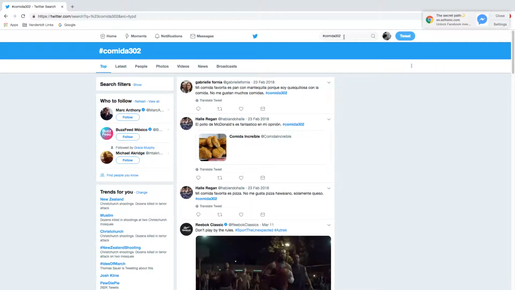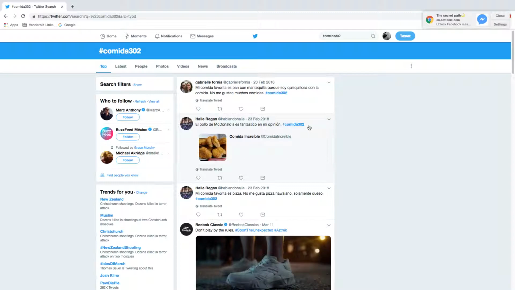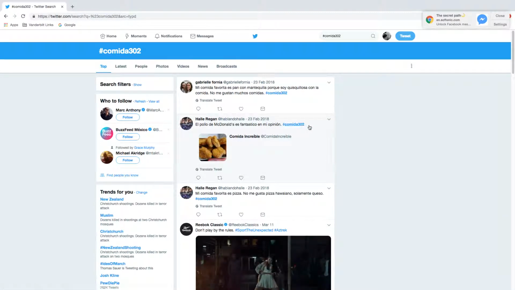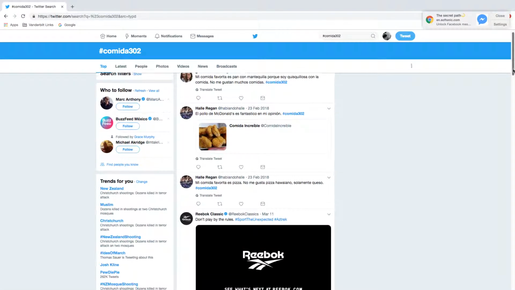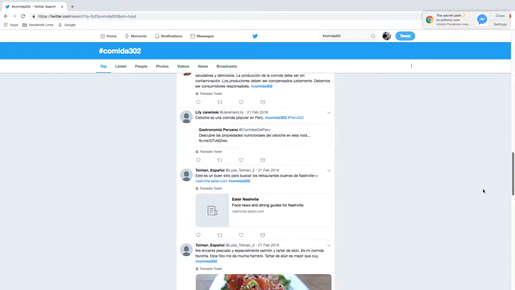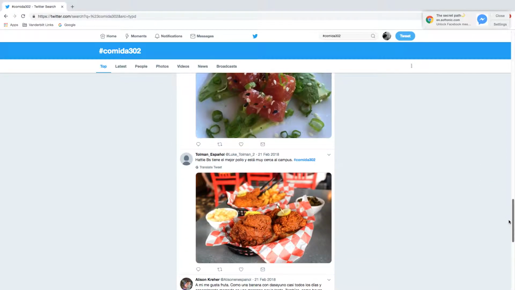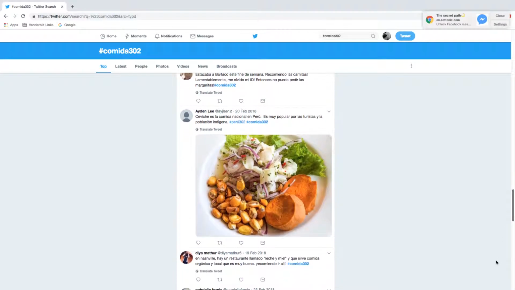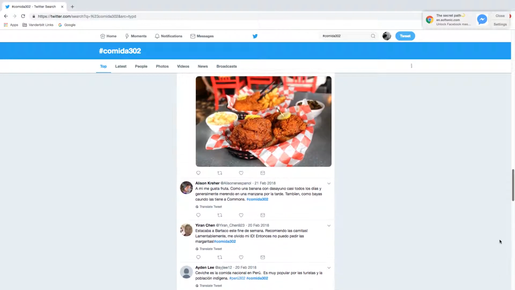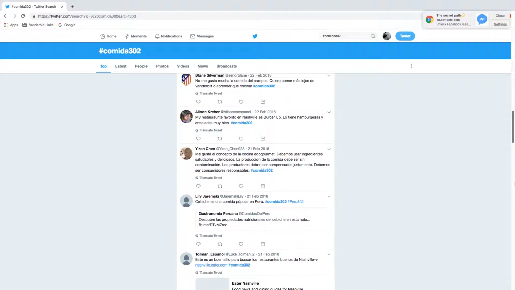I assigned that hashtag in class, and my students understand that they have to create 2 tweets, and in each tweet they have to provide the hashtag Comida302. That way, I can filter the entire class's tweets only. These are all my students from the semester I used hashtag Comida302. This is the most effective way I've found to use Twitter for class, since I only want to see the tweets from that specific class on that specific topic.